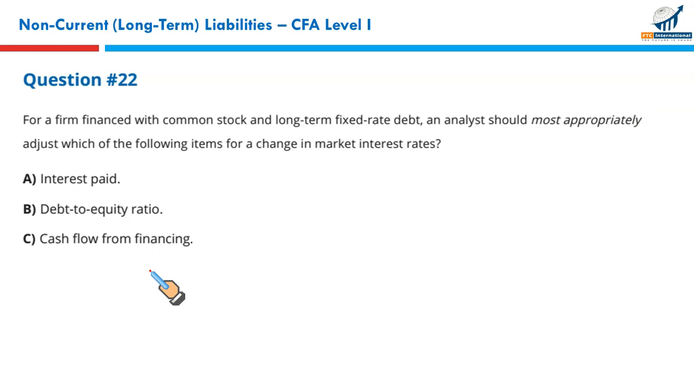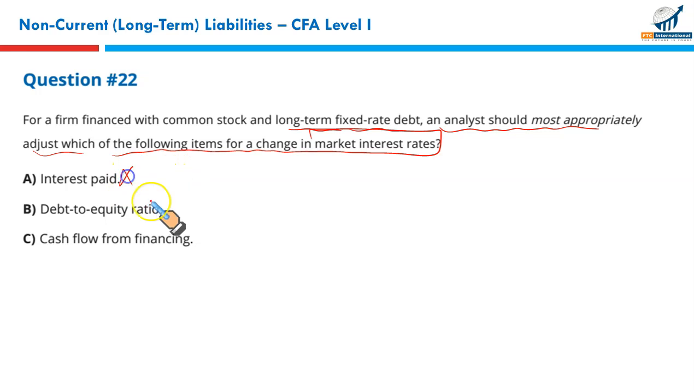Next, for a firm financed with common stock and long-term fixed rate debt, an analyst should most appropriately adjust which of the following items for change in the market interest rates. Interest paid is not adjusted because it is paid on par. Interest is paid as coupon rate times par. It has nothing to do with the market price.